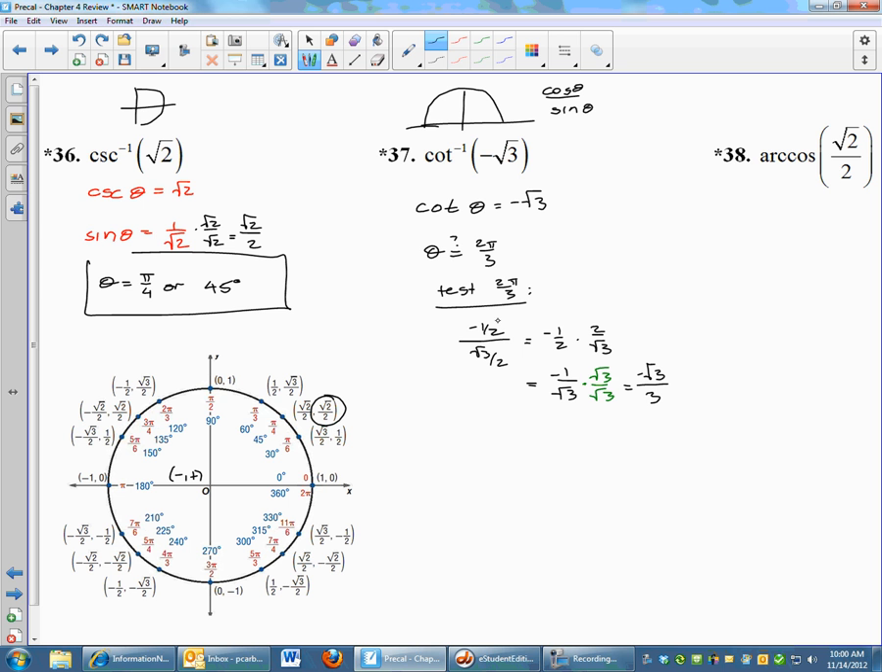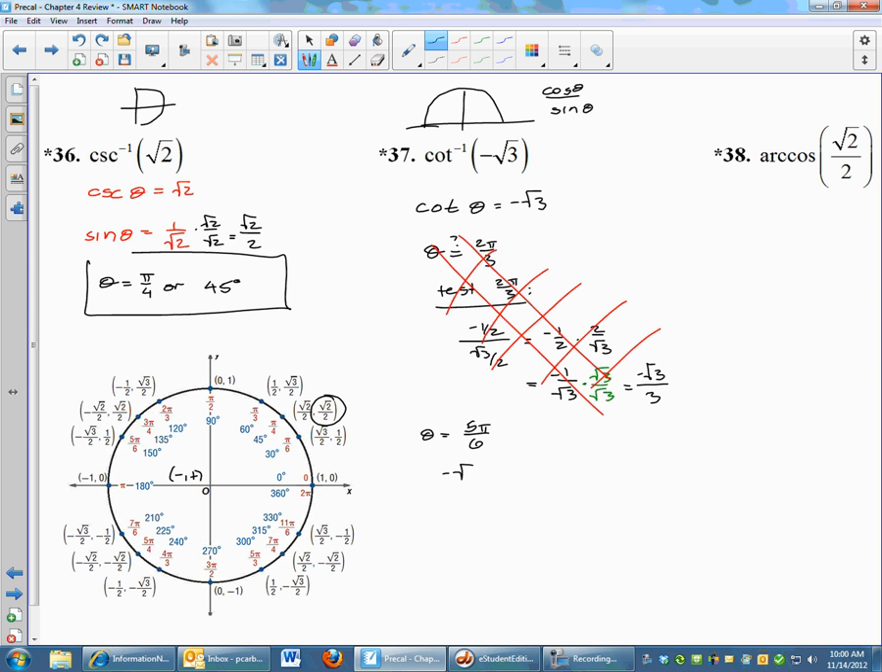I tried 2 pi over 3, and that ended up not working. That's not right, so we'll just scratch that out, which means my next angle I'm going to test is 5 pi over 6, so maybe I should have stuck with my first guess anyway. Oh well. I'll test 5 pi over 6, and I'm 99% sure it's going to work, but let's test it just to make sure.